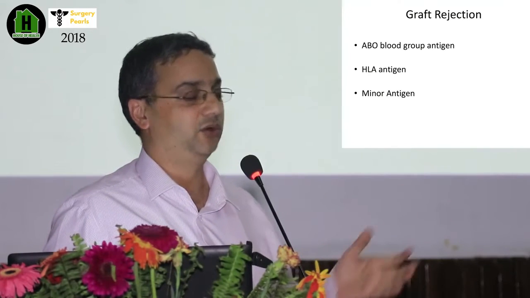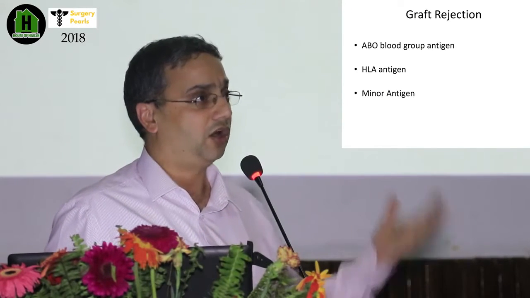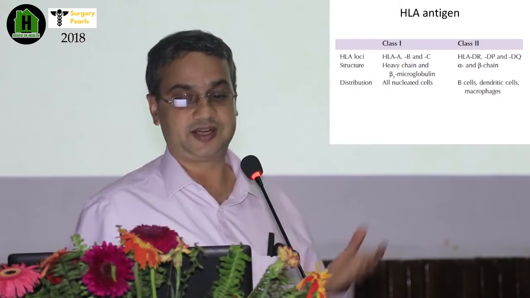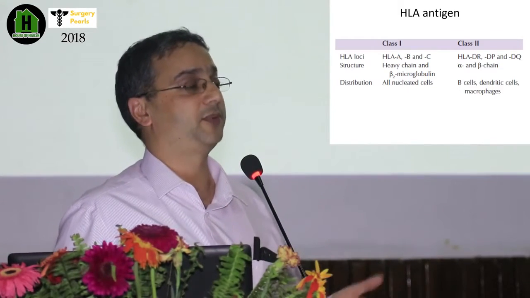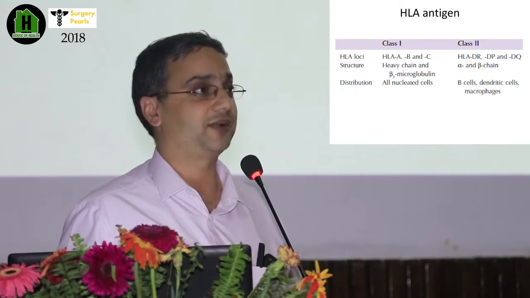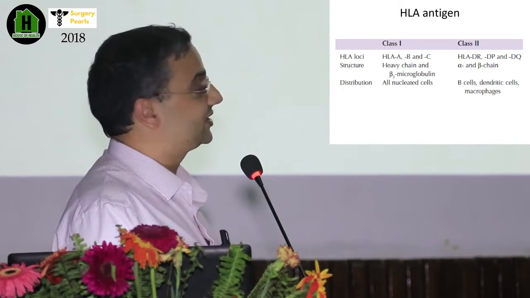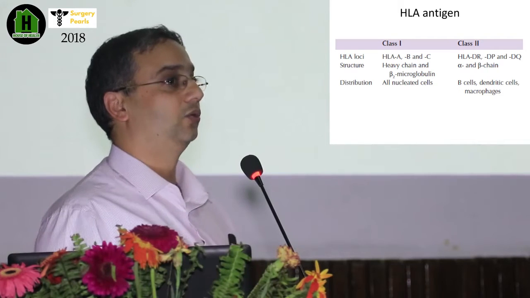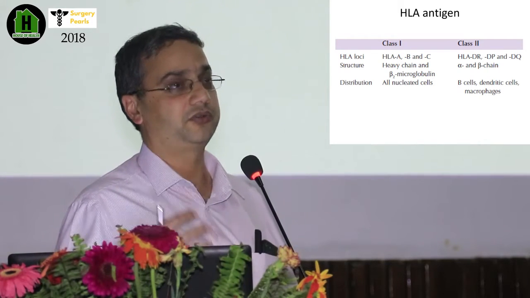We all know that if you go by Love and Bailey, they have described this rejection process very nicely. So what are the antigens: ABO antigens, HLA, the minor antigens. You also know about HLA class 1 and class 2 antigens, which are very specific for organ transplantation. And these slides must be followed when you are asked about the rejection process.